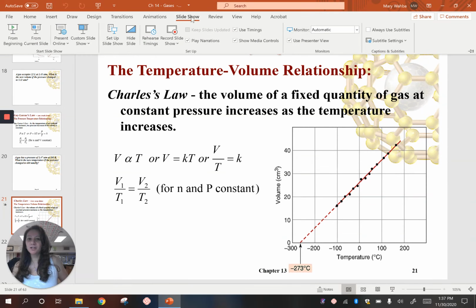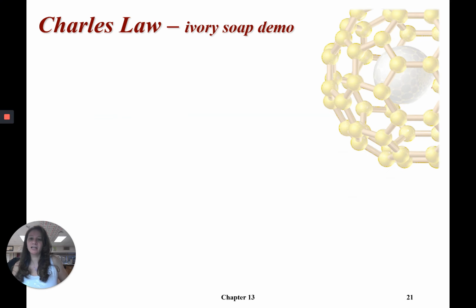Hi, so we're looking at Charles' law next. In Charles' law, we're holding pressure and amount constant, and so we're going to look at the volume and the temperature relationship. Temperature has to do with the speed of the particles. Volume, obviously, is the space that those particles occupy.